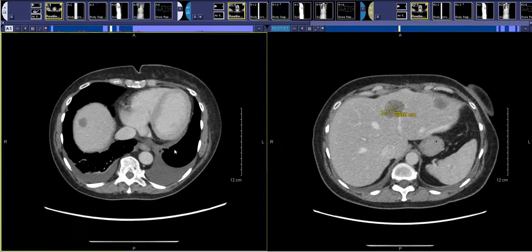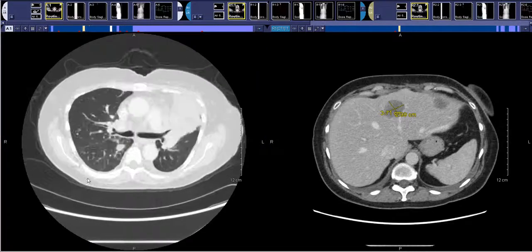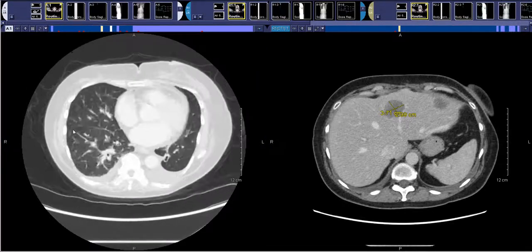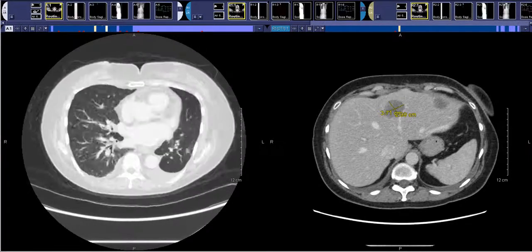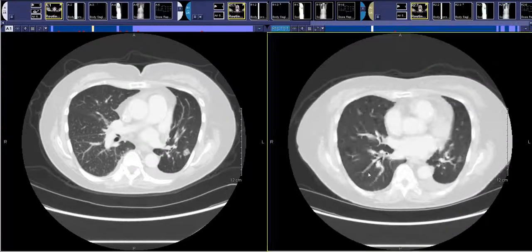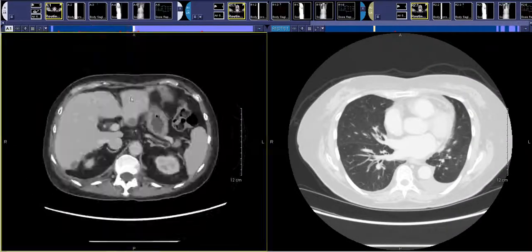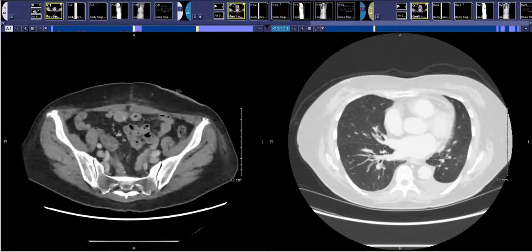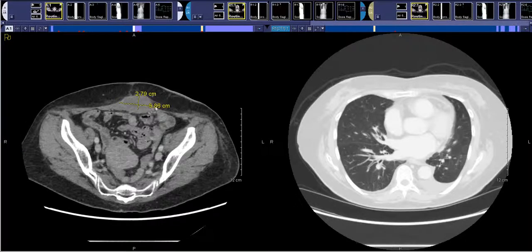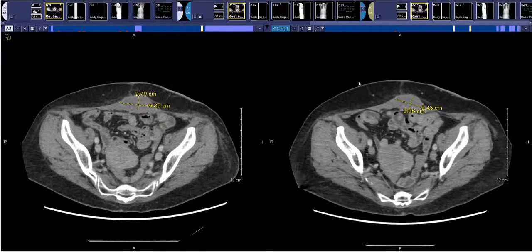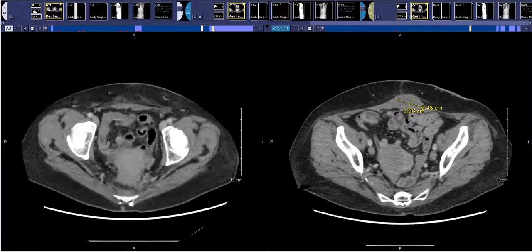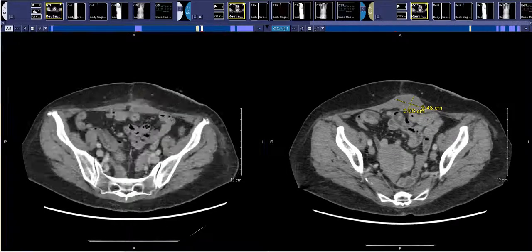Our pulmonary metastases, we would measure those as well. We'd try to find the exact same ones that we measured last time. That one and that one. And we'll see if those are larger. And then we'll measure our anterior abdominal wall metastasis. And that one is now 5.9 centimeters compared to 5.4 centimeters. So all of our index lesions have increased in size. So the patient has failed treatment.